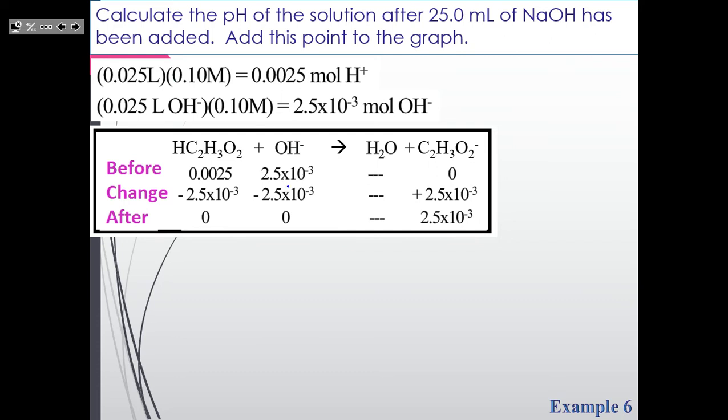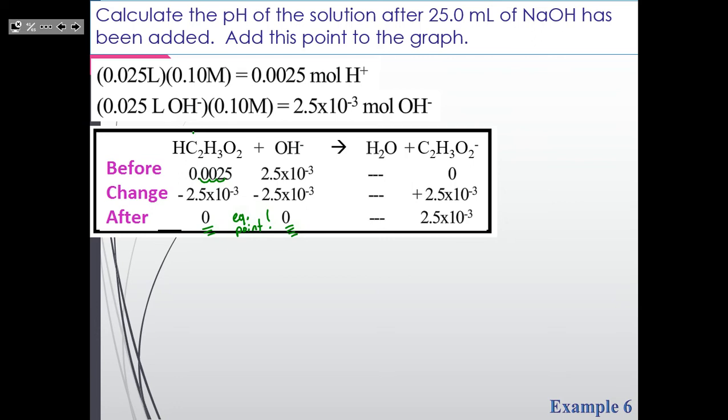But what you'll notice, and I don't know if you actually picked up on this, but 0.0025 is 2.5 times 10 to the negative third. So both of these go to 0. And doesn't that make sense? The equivalence point is when the hydroxide neutralizes all of the H plus ions that are being donated to solution. So what does that mean? But it's not at a pH of 7, right?